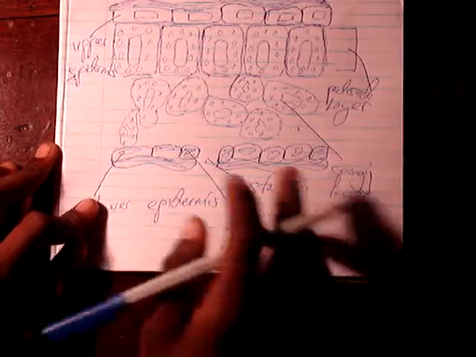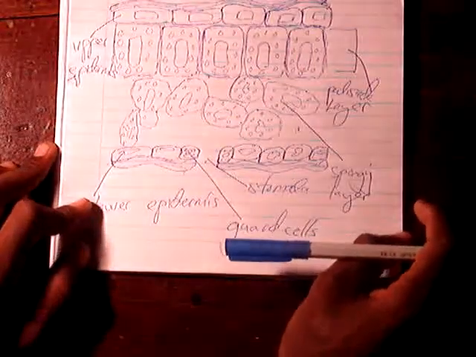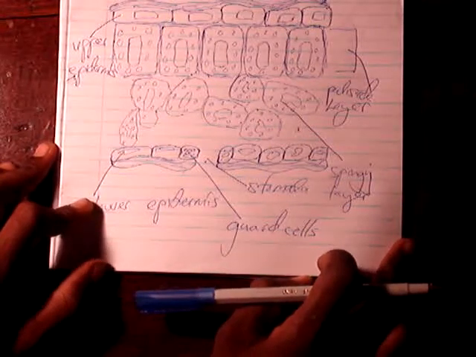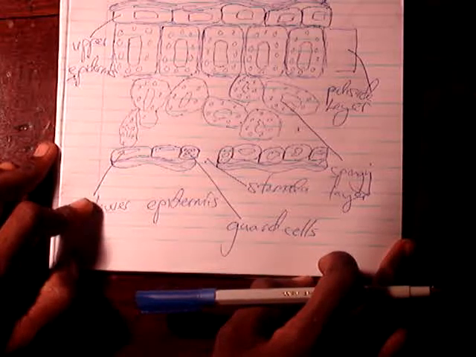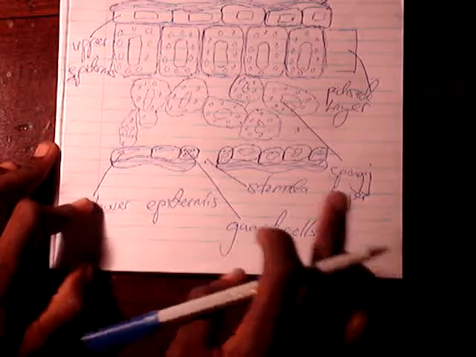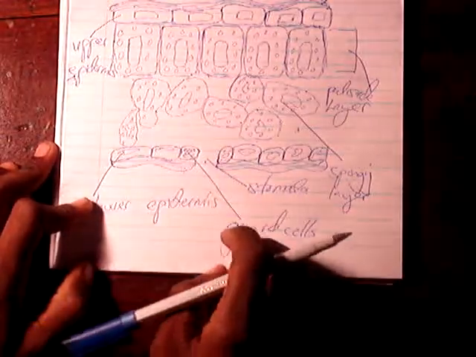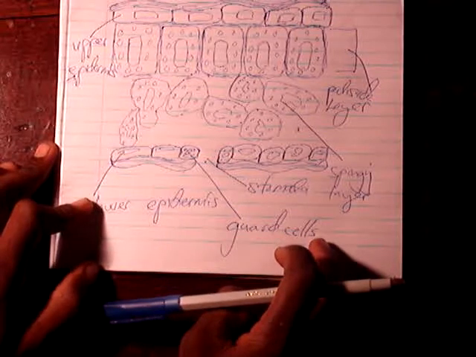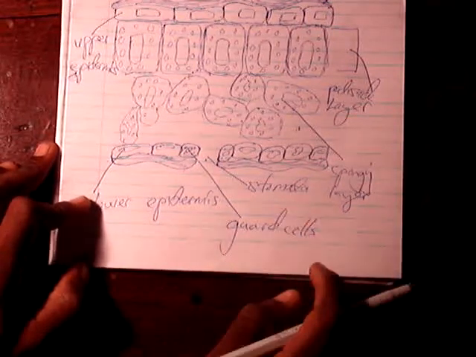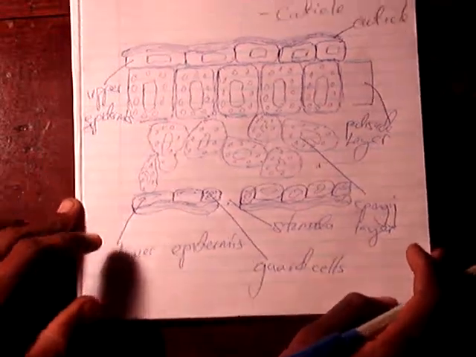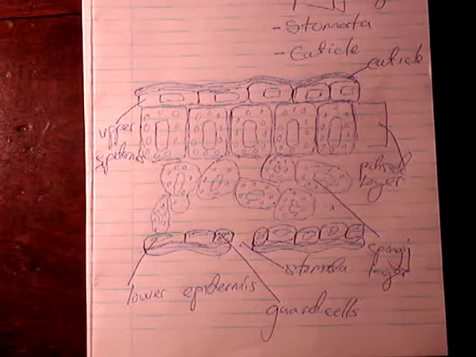So we have the palisade cells here. That is the palisade layer. That's where photosynthesis takes place. And the spongy layer has a lot of air spaces to allow easy diffusion of gases through the leaf. And you also have the stomata, that is the space between the guard cells where gases enter and leave the leaf. And the cuticle, that is this layer here, is waterproof.